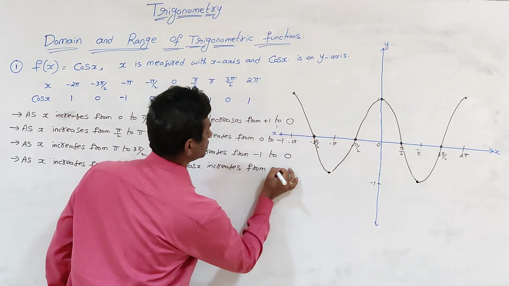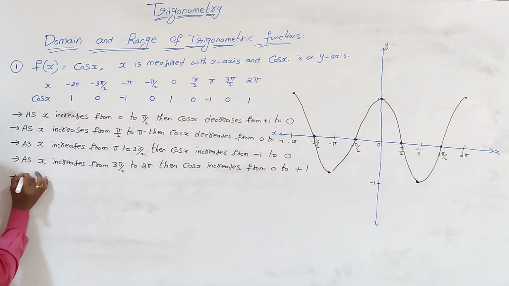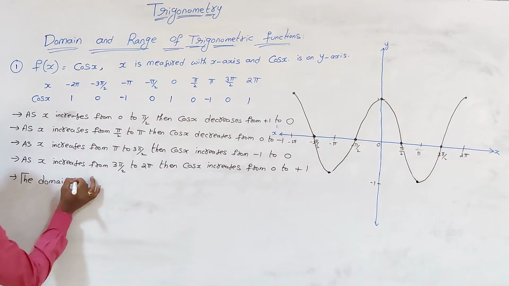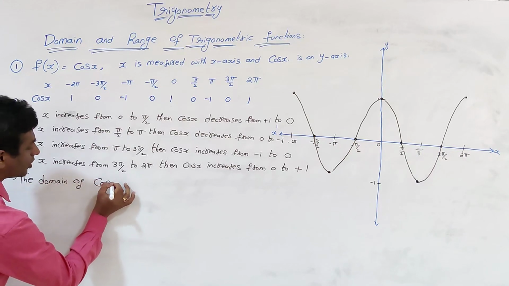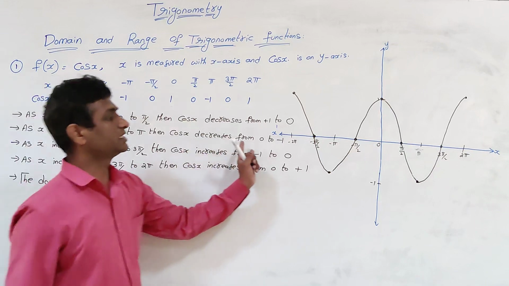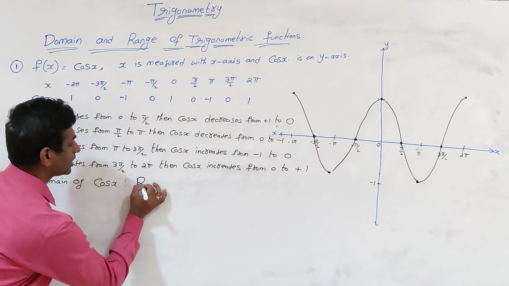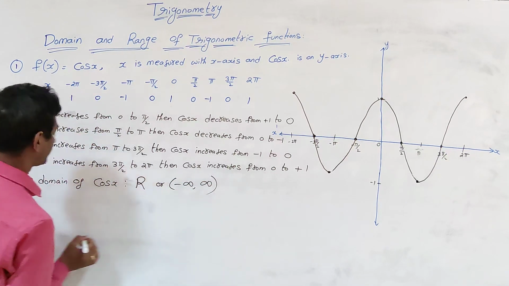Increases from 0 to plus 1. Next, the domain of sin x, cos x. The domain of cos x is what? The domain of cos x means it is accepting all values. Means we can have any real number, or we can write minus infinity comma infinity.